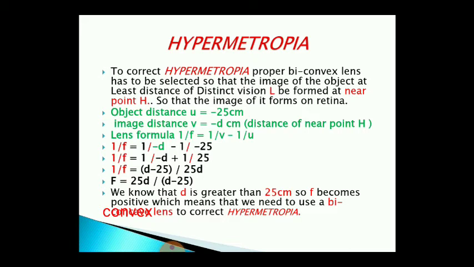Least distance of distinct vision is 25 centimeters and the near point is far from it, so d is greater than 25 centimeters, so f becomes positive, which means that we need to use a biconvex lens to correct hypermetropia.